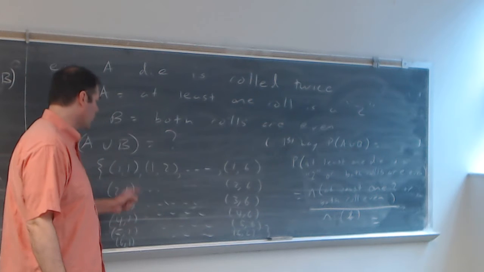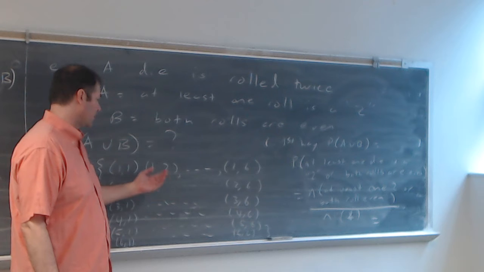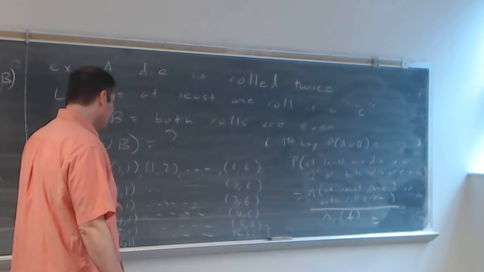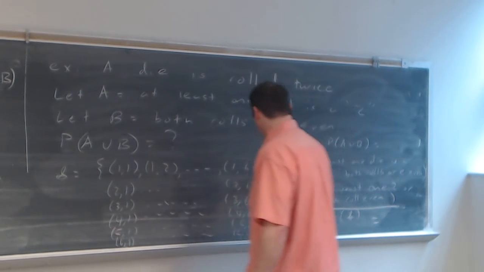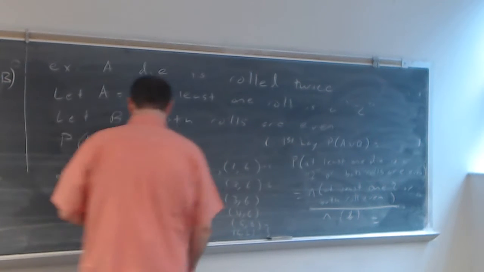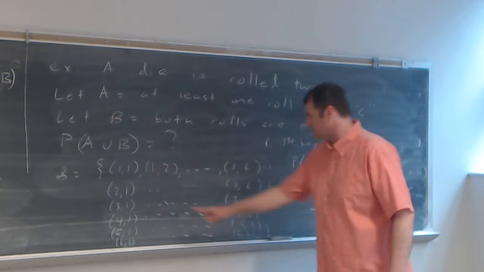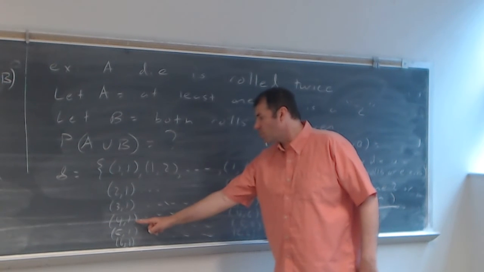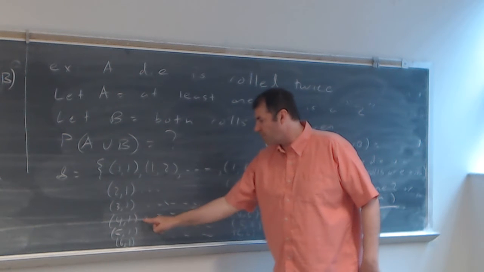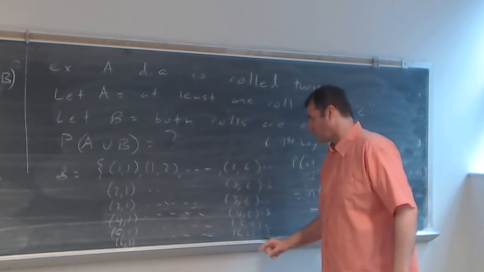In this first row, there's only one outcome that fits one of those categories. There's a 2 here. Okay, so there's 1. In here, all of it fits, so there's 6. In here, there's only 1, the one that's 3, 2. In here, remember one of the categories, you either have a 2 or both of them are even. Here, both of them are even: 4, 2, 4, 4, and 4, 6. So there are 3 that fit this category.